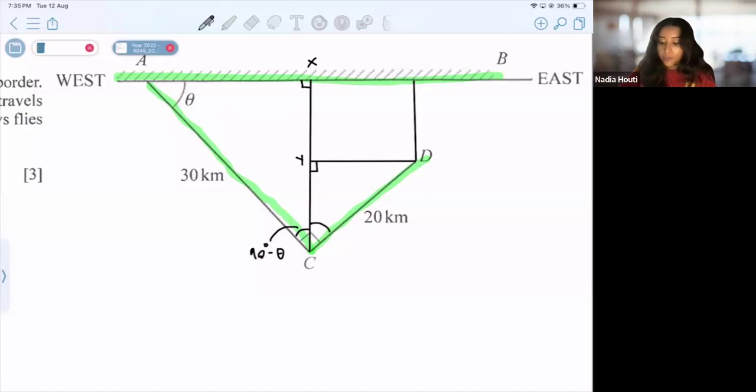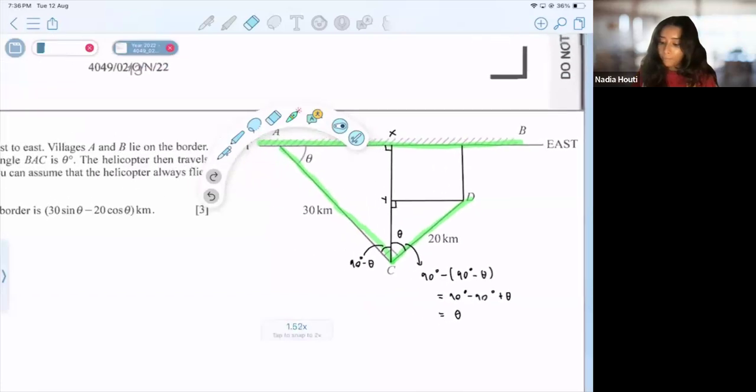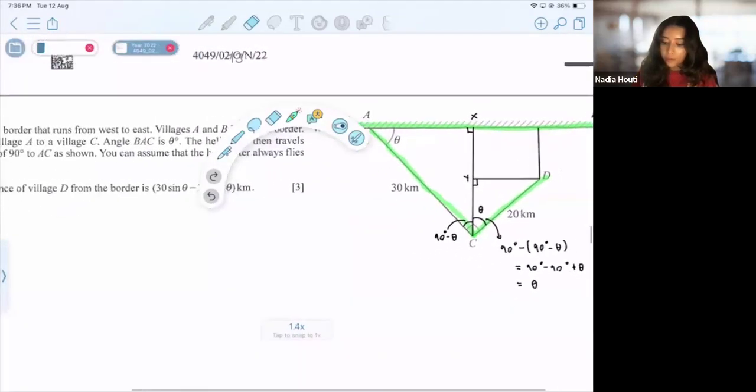So this remaining angle here is what you get when you have the right angle ACD, so 90 degrees minus 90 degrees minus theta, which is XCA. If you expand that, it's just 90 degrees minus 90 degrees plus theta. So it's just theta. So angle DCY is just theta. This will be important later on. Let me just leave the annotations here.